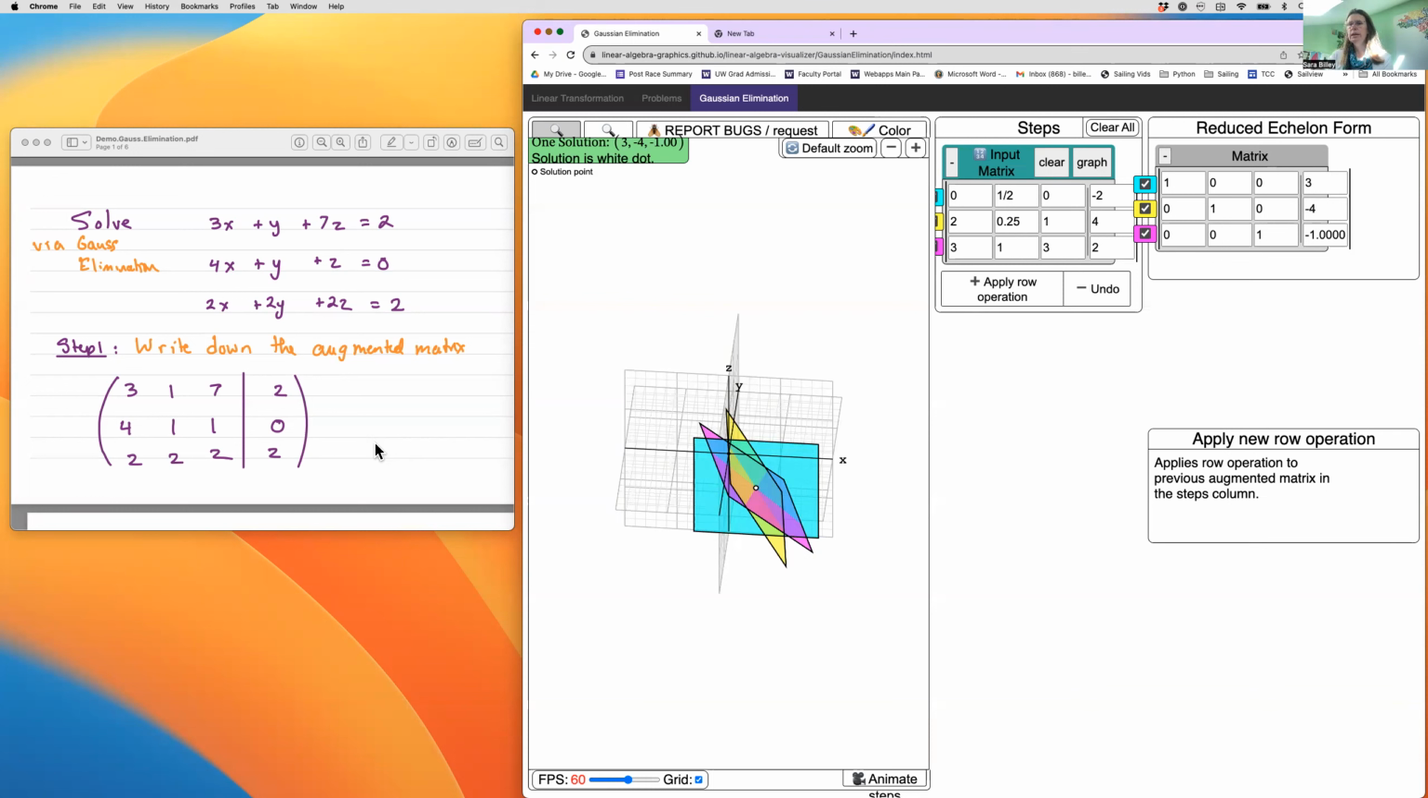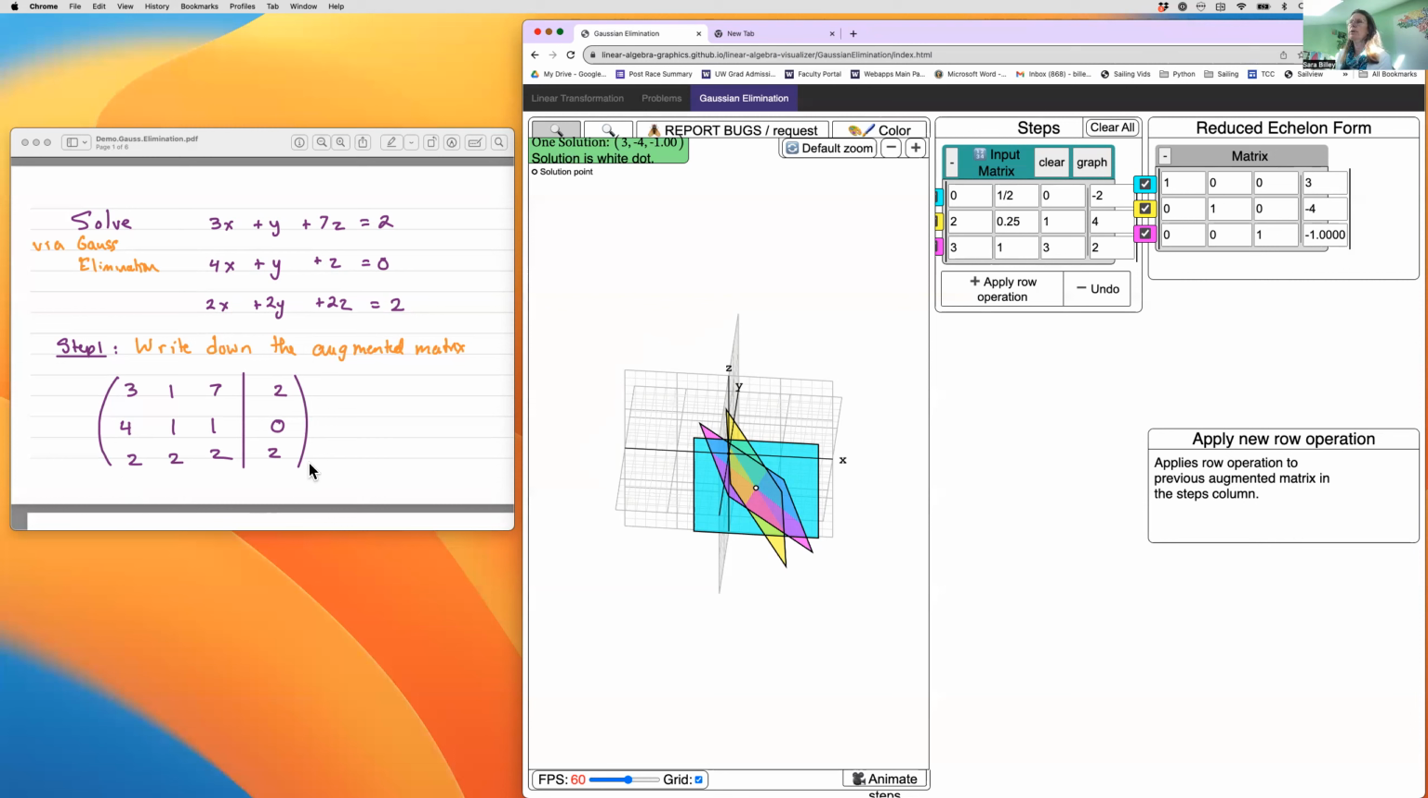So step 1 is to write down the augmented matrix version. That's where we're going to just keep the coefficients and the constant terms. So the coefficients for the first equation are 3, 1, 7. So that goes into the first row. And remember, with the augmented matrix, we put a line just before the last column. So the constant will be 2, and that finishes off row 1. The next equation is going to have coefficients 4, 1, 1, and constant term 0. So that's our second row. Third equation has coefficients 2, 2, 2, and constant term 2. So that becomes our third row.